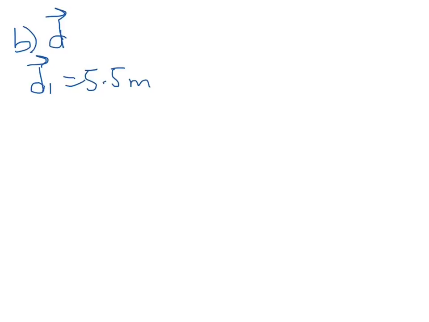The second part of her motion is it tells us that she travels at a constant velocity for 3.4 seconds. So I'm going to call this second part, our d2, the constant part of her motion.